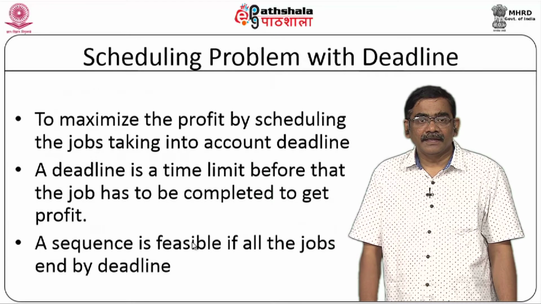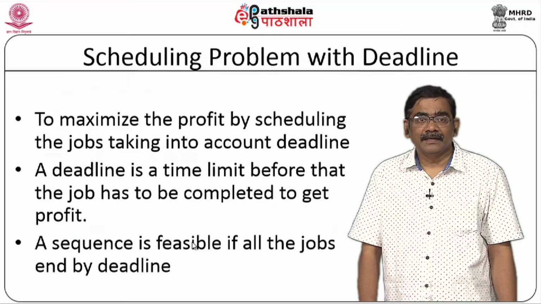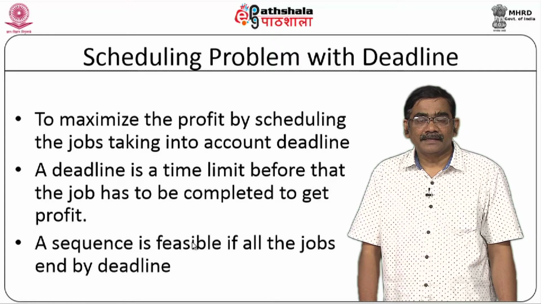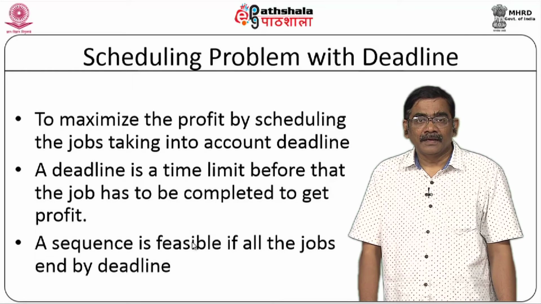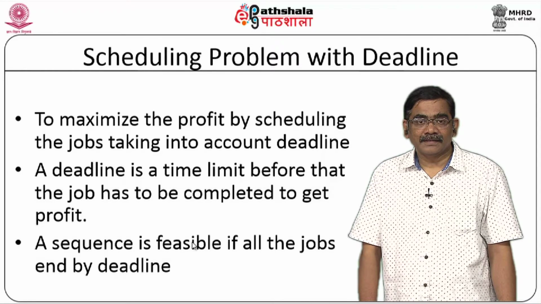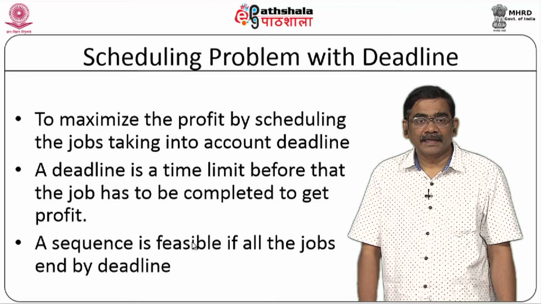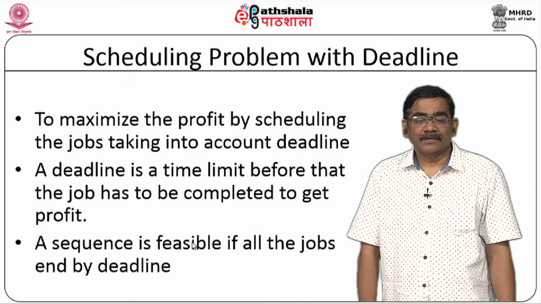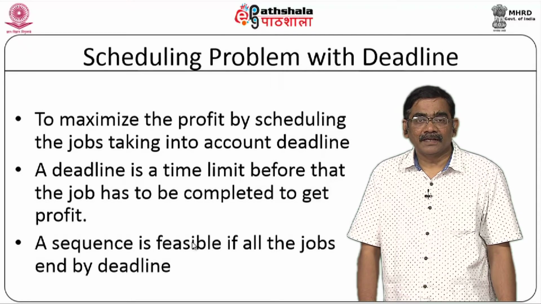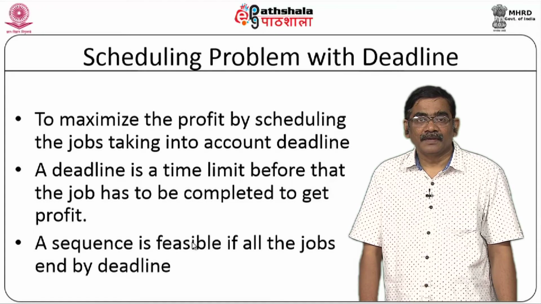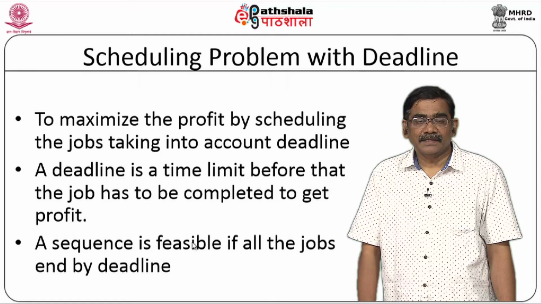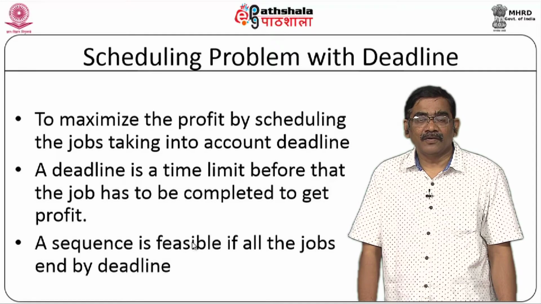The second algorithm is with a deadline. Deadline means the time within which the job has to be completed, otherwise you will not get any profit. In other words, deadline is a time limit before which the job has to be completed to get the profit. And we consider a sequence feasible if all the jobs end by the deadline.